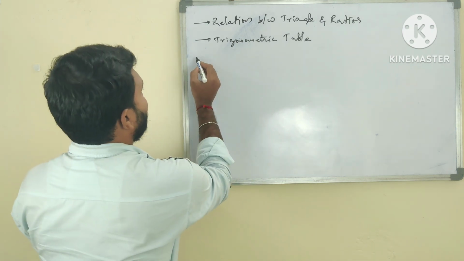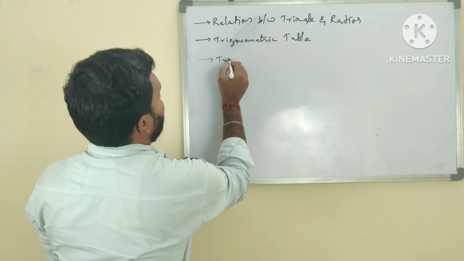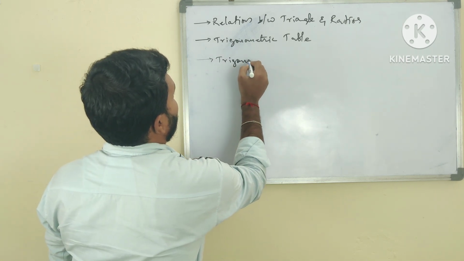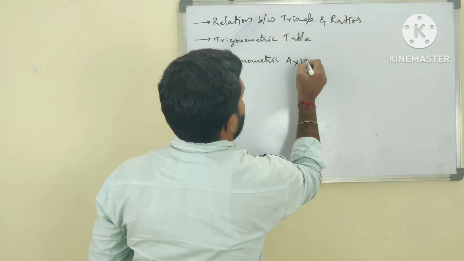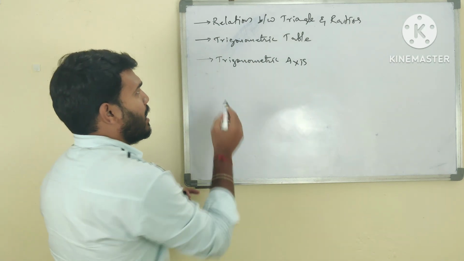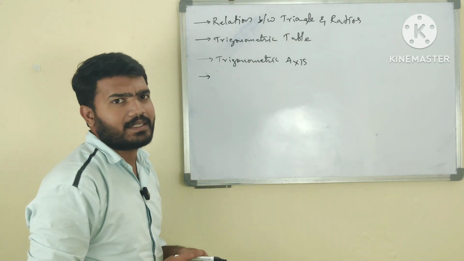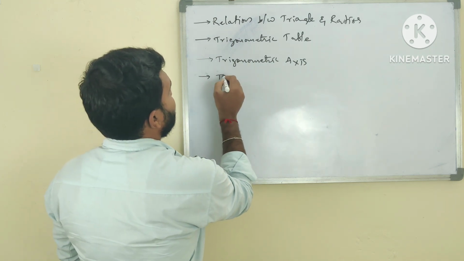The third topic is trigonometric axis. Trigonometric axis. And the fourth topic is trigonometric identities.